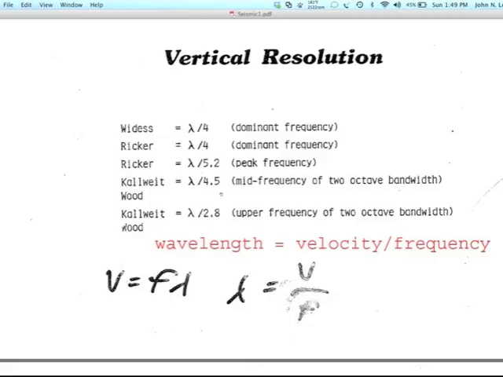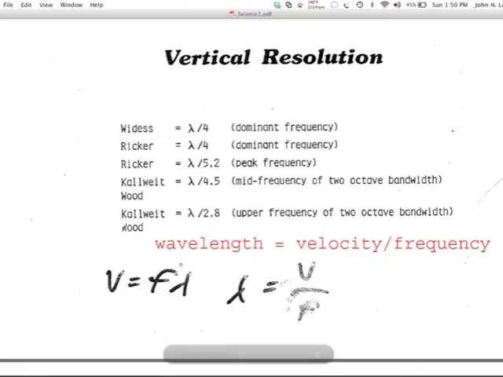But really, in our data, we're going to be very, very lucky if we can distinguish any differences in depth, any individual reflections that have thicknesses or depth differences of less than the wavelength itself. We have to have really good data to be able to divide that wavelength by 4 to get our resolution. But that is the commonly used Widess and Ricker criteria.